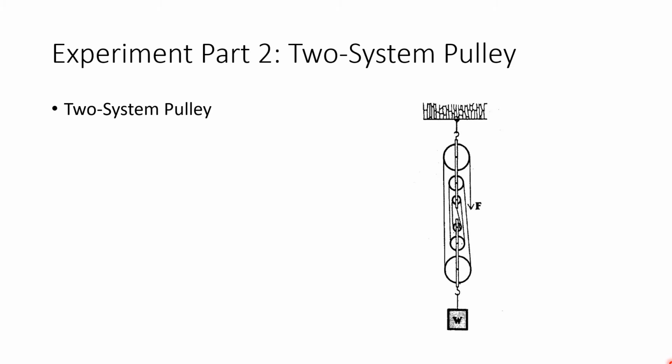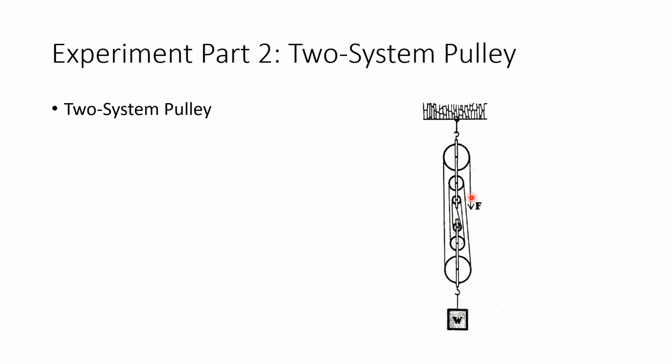The second part is a two-system pulley. A pulley is when you have this little rolly thingy and you wrap the string around. With the string wrapped around, you can push the force here once, but the force is multiplied by the number of times the string wraps around a pulley. So in this case, it would be 1, 2, 3, 4, 5, 6. So there's 6 times the string tension in order to pull this up.